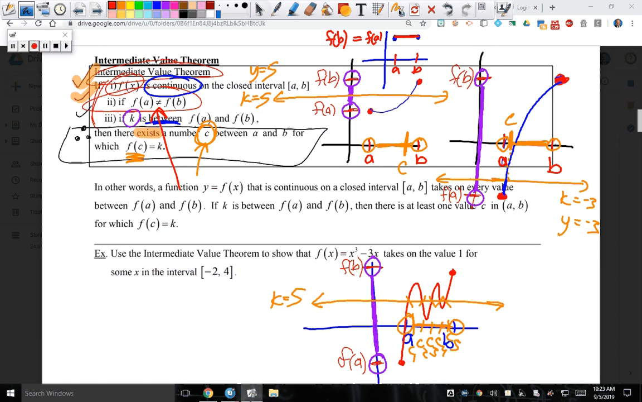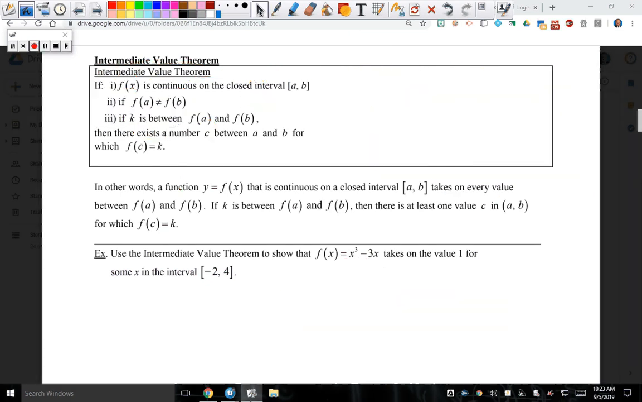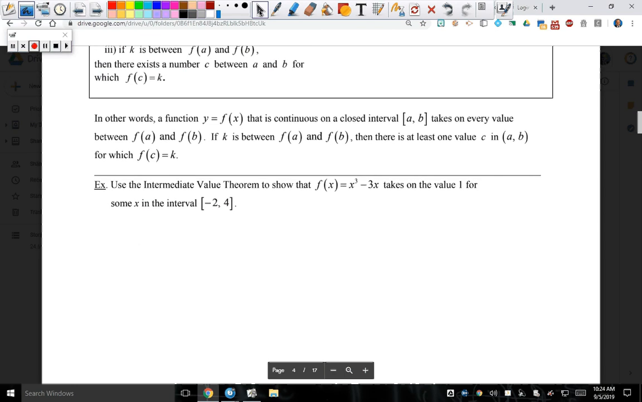Okay? So in other words, a function y is equal to f of x that is continuous on a closed interval a to b takes on every value between f of a and f of b. If k is between f of a and f of b, then there is at least one c, and this should say on a to b, for which f of c is equal to k. The hard part is writing and describing all the stuff that we just intuitively easily see.